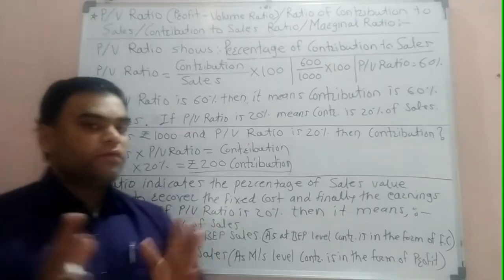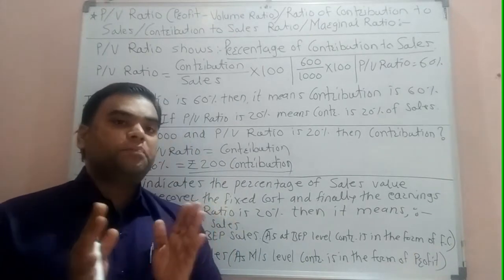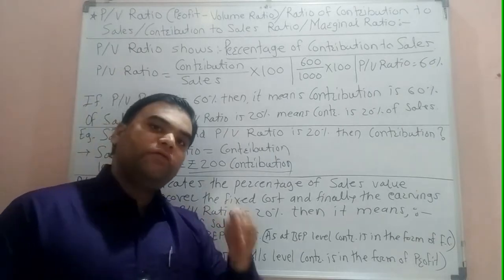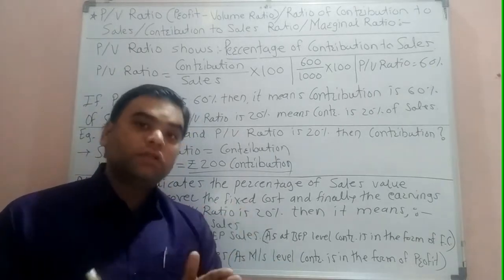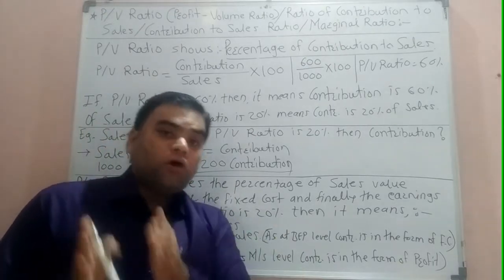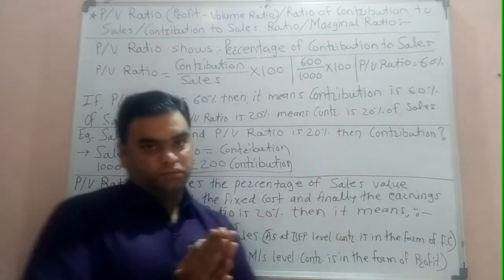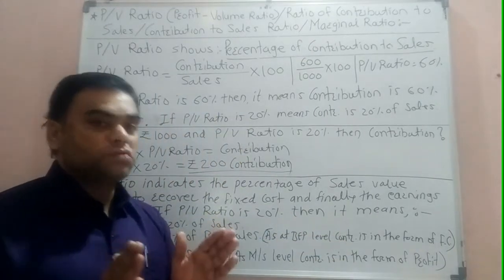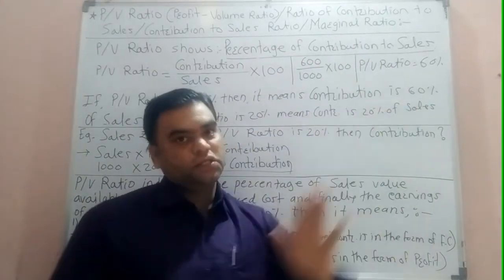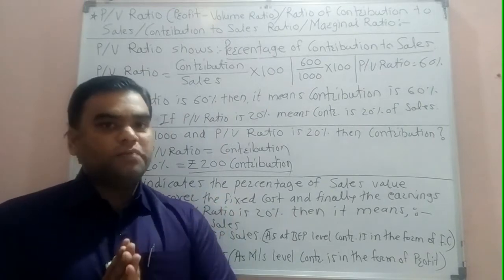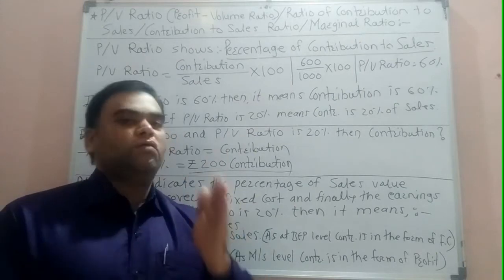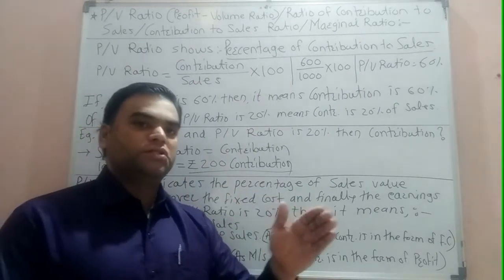Okay, what have we discussed? We have discussed what a PV ratio is. PV ratio stands for profit volume ratio, but actually it is not profit volume ratio; technically it is the contribution to sales ratio. It tells us the percentage of contribution to sales.